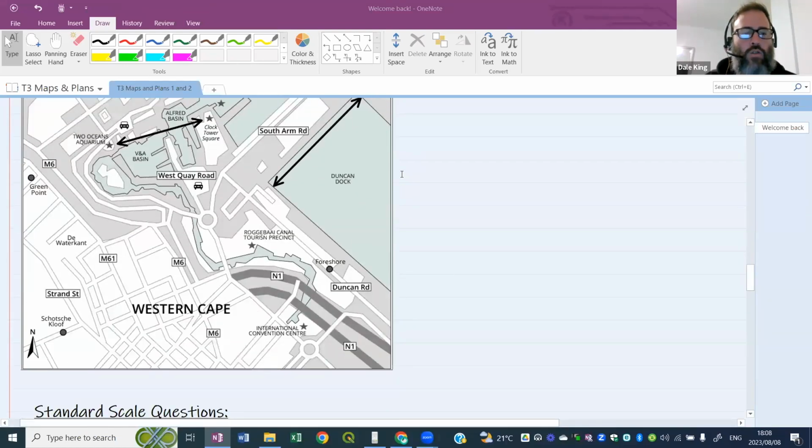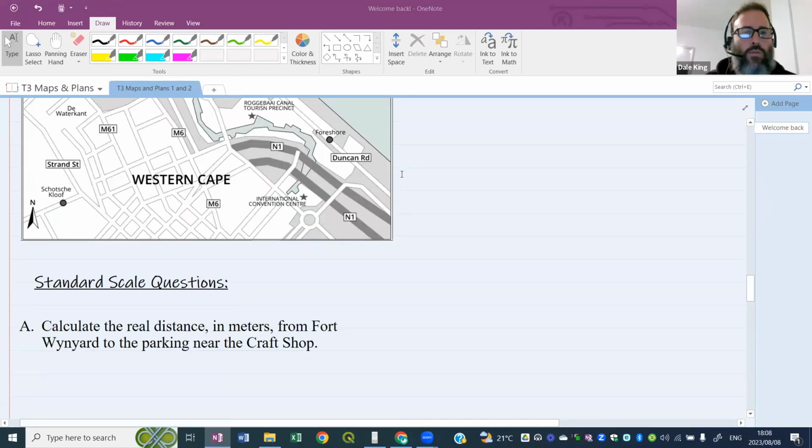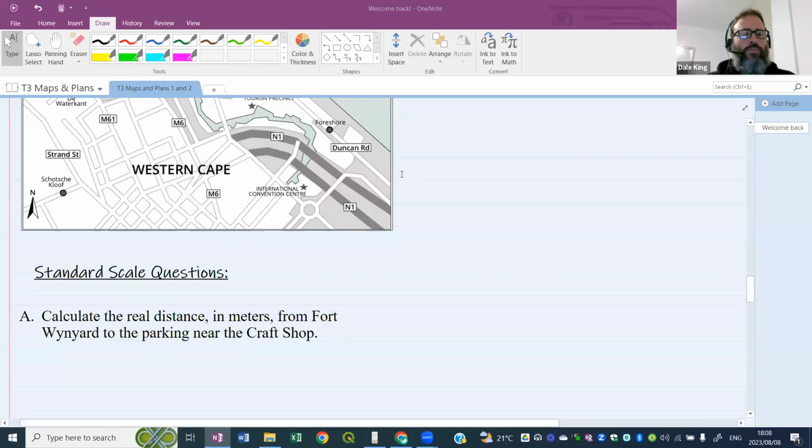Let's get down to some standard scale questions with this map. Now I'm going to have to move up and down. I will copy the questions as well to make it a little bit easier. But here's the first question. Calculate the real distance in meters from Fort Wynyard to the parking near the craft shop.